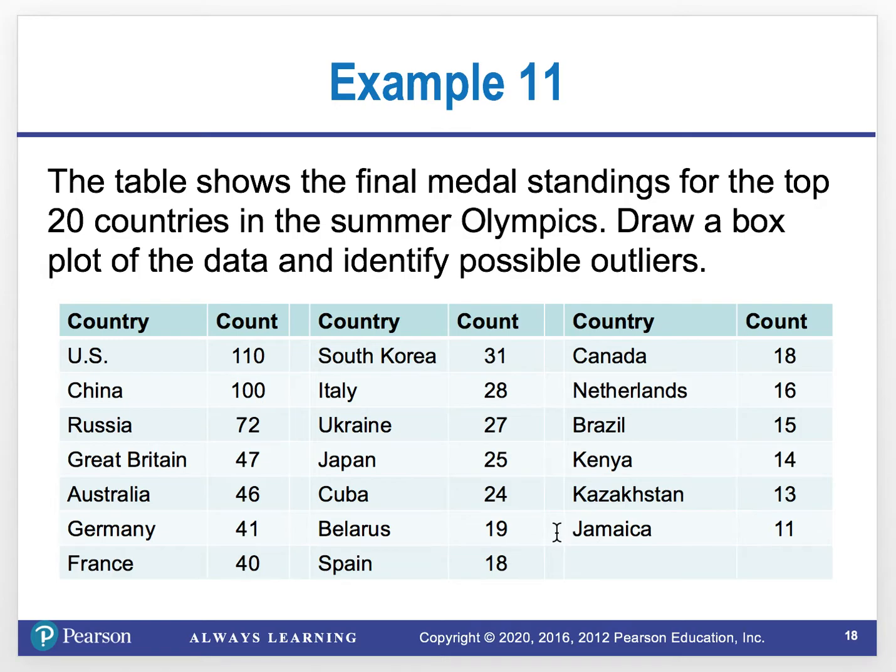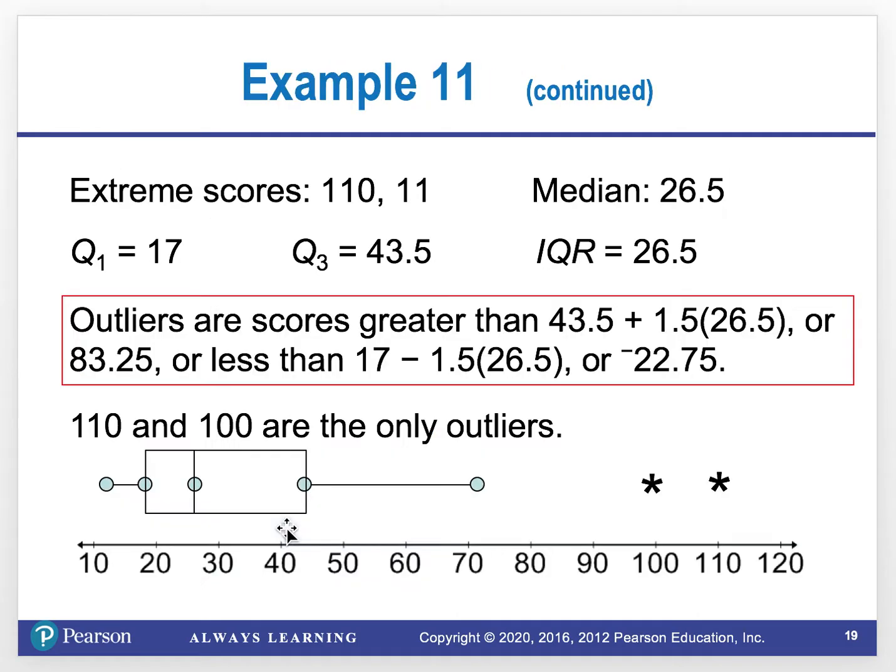All right, so it says the table shows the final medal standings for the top 20 countries in the Summer Olympics. Draw a box plot of the data and identify possible outliers. Okay, so here's our numbers. They made note of the lowest score and the highest score, right? Found the median. They put them all in order. Found the median, and we're going to actually construct a box plot in a minute, so don't worry about that.